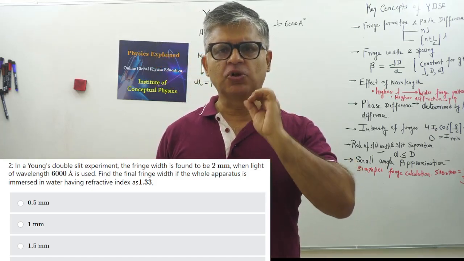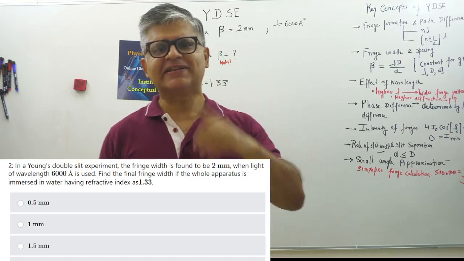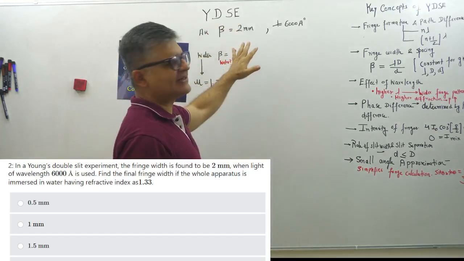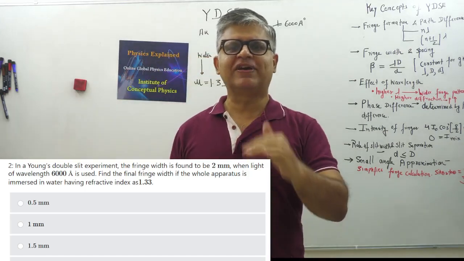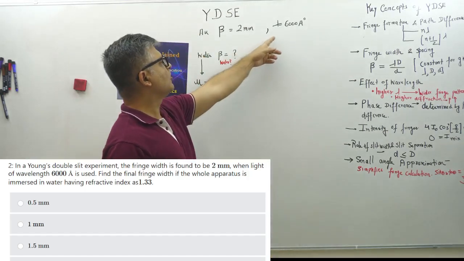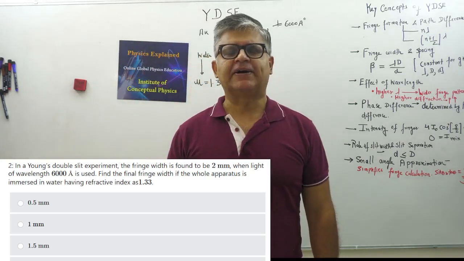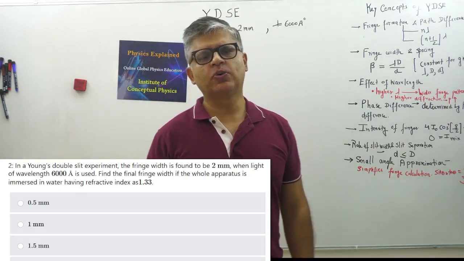So the assumption is you know most of the stuff. I'm quickly revising, and let's go to the question now. In this question, what you're given is a YDSE setup where the wavelength is 6000 angstrom and the fringe width is beta. The fringe width available to you is beta.